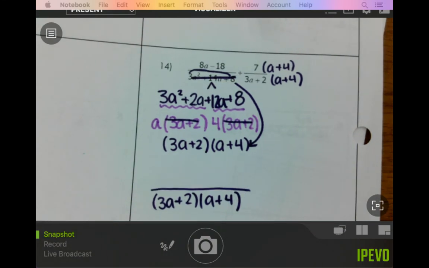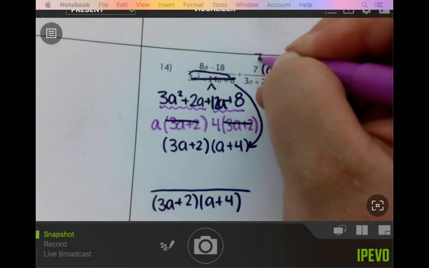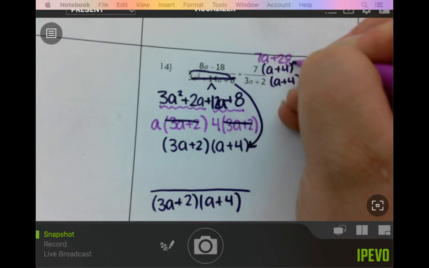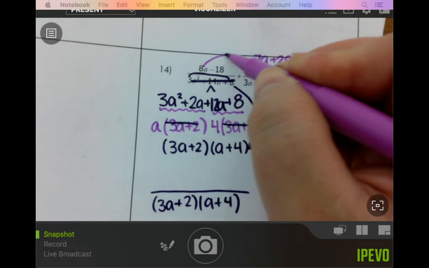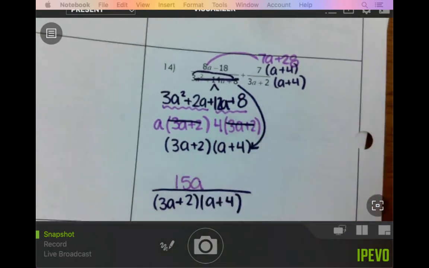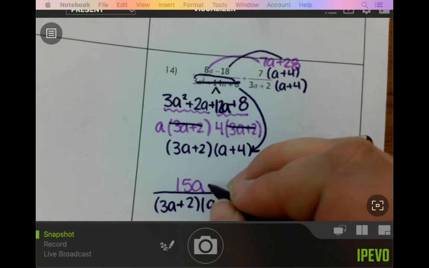And you actually have to multiply that out on the top. 7 times a is 7a. 7 times 4 is 28. And then we add 8a and 7a makes 15a. Okay. And negative 18 plus 28 makes 10.